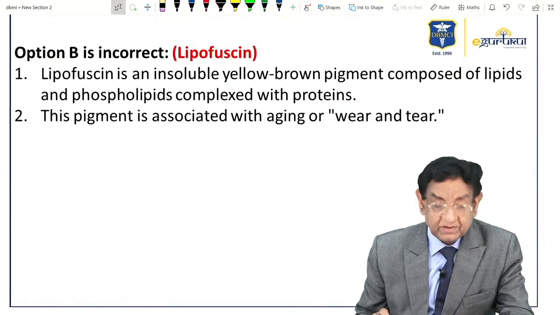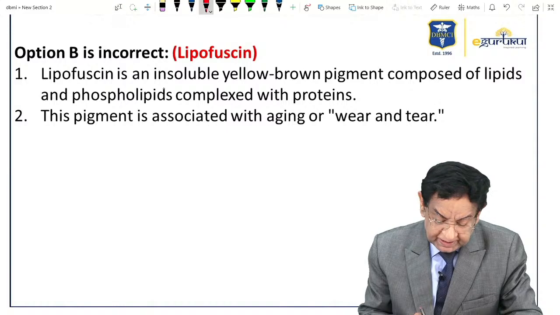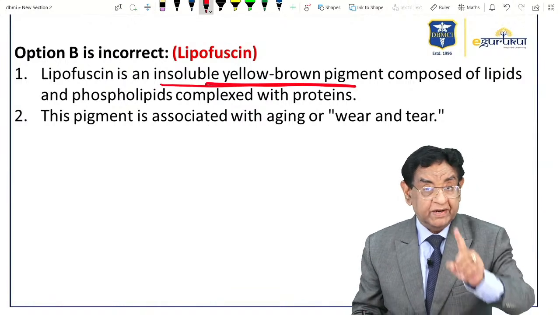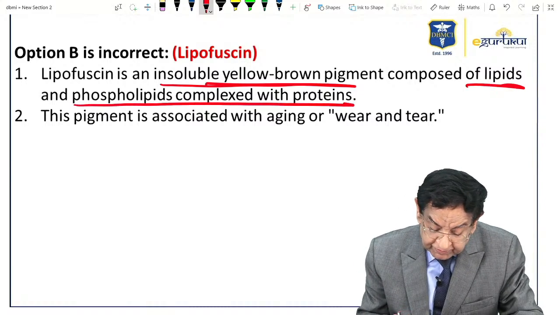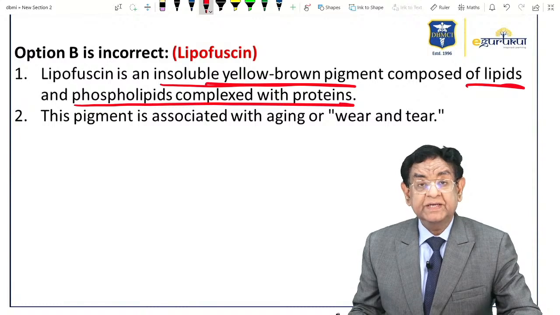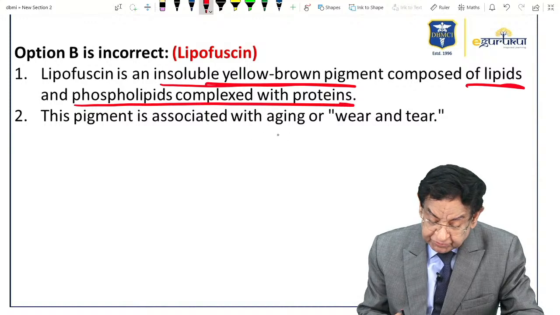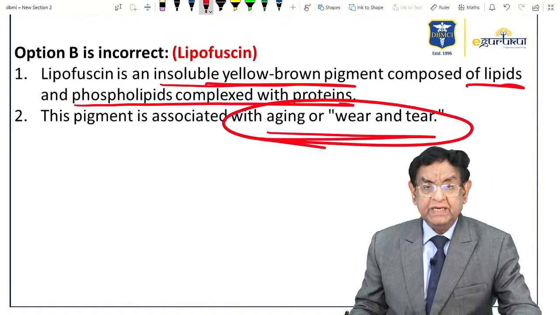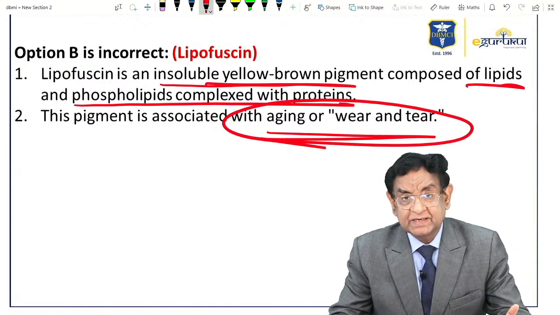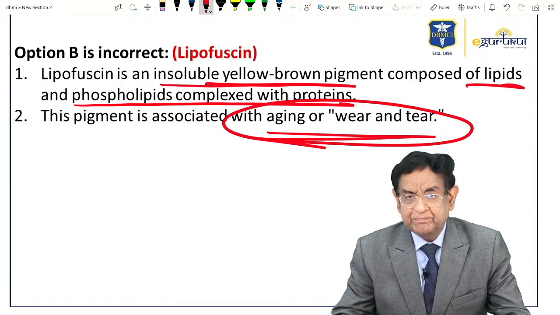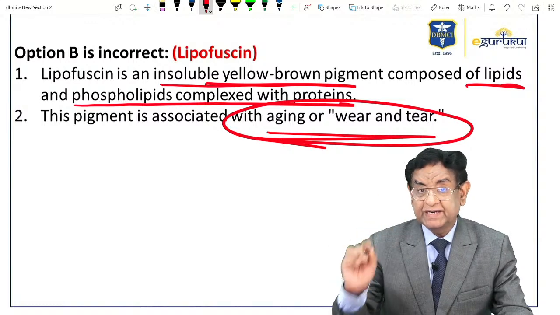Lipofuscin, what is this? Again, not a very familiar term. Jaundice, bilirubin, everybody knows. It is an insoluble yellow-brown pigment composed of lipid and phospholipid with protein, a lipoprotein you can say. It appears with aging or wear and tear. They are granules of pigment of wear and tear in the elderly person. This will not be seen in young people, no way. Understood? Again, it is not related to iron, it is lipid and protein.